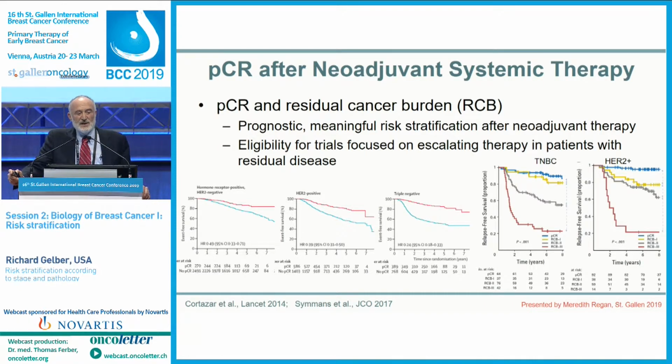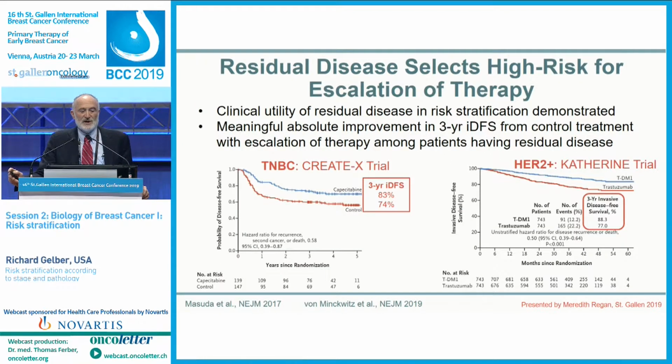What about pCR after neoadjuvant systemic therapy? Residual cancer burden and pCR are prognostic, meaningful risk stratification after neoadjuvant therapy, and determine eligibility for trials focused on escalating therapy in patients with residual disease. So this is a new marker, pCR versus residual cancer burden, for developing new therapies and determining risk stratification and trial designs. Residual disease selects high risk for escalation of therapy.